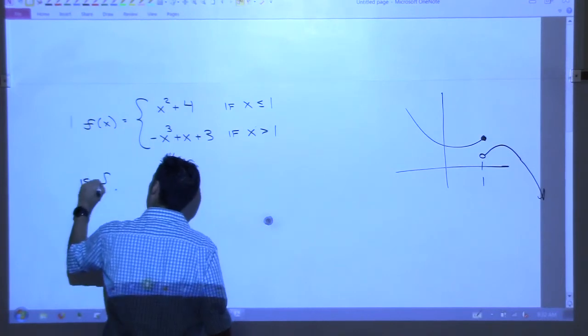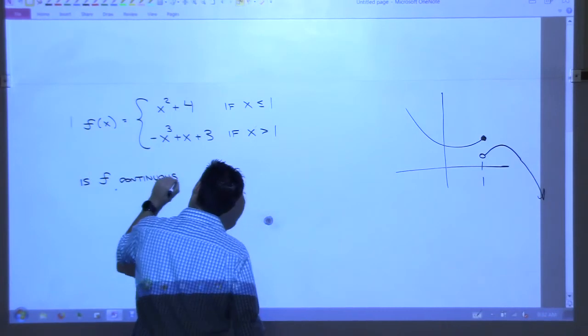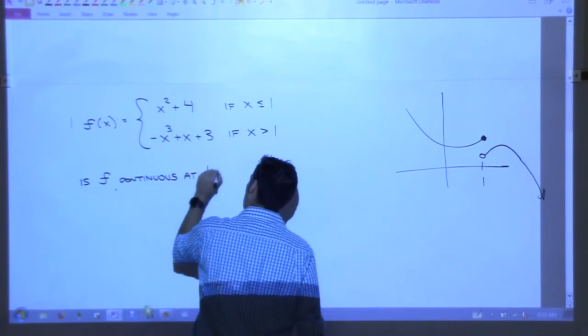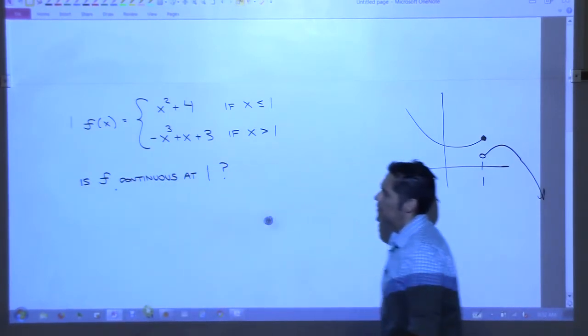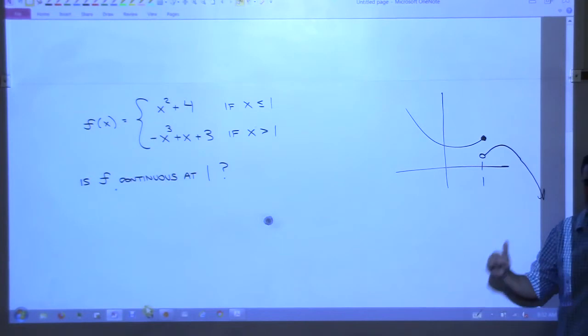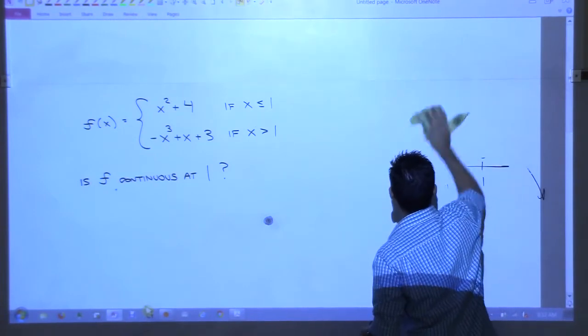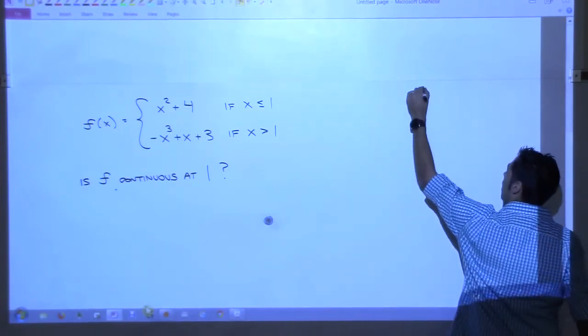Is f continuous at 1? Question mark. Now, you may just be able to kind of investigate it and look and see it's not going to work. But we need to use the precise definition of continuity. So let me put the definition of continuity up here so that everyone's on the same page. And I'm going to leave it up here.